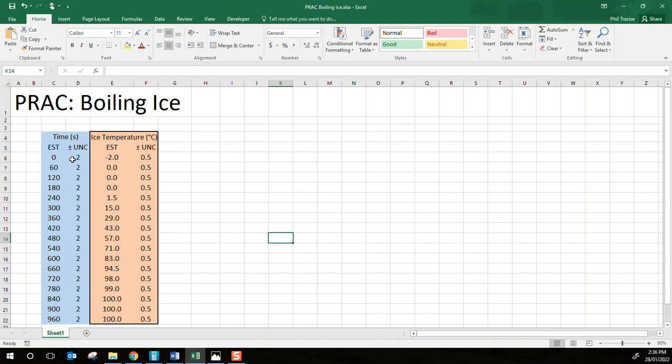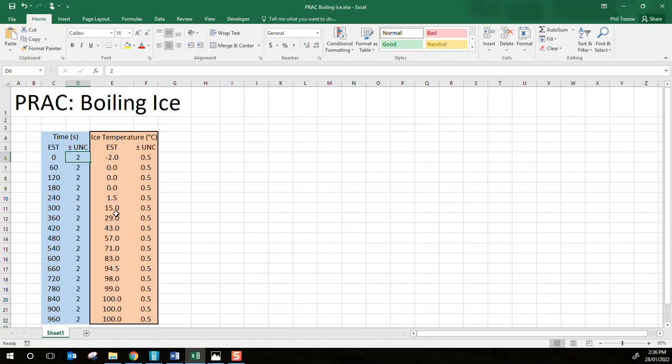We're probably being a little bit pessimistic there because realistically, did it take a second for me to respond to the stopwatch ticking over and then a second for Mr. Barkey to make the reading? But I think we'll find that the uncertainties in time are comparatively very small. So that's that one. Now here is our ice temperature. So it's really the mixture of ice and water together.